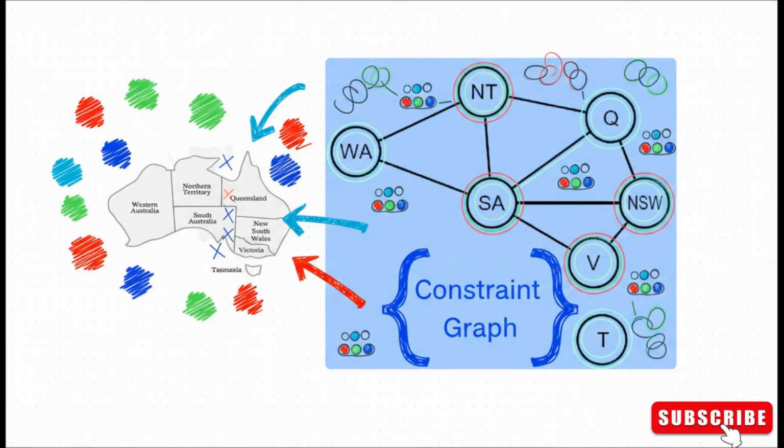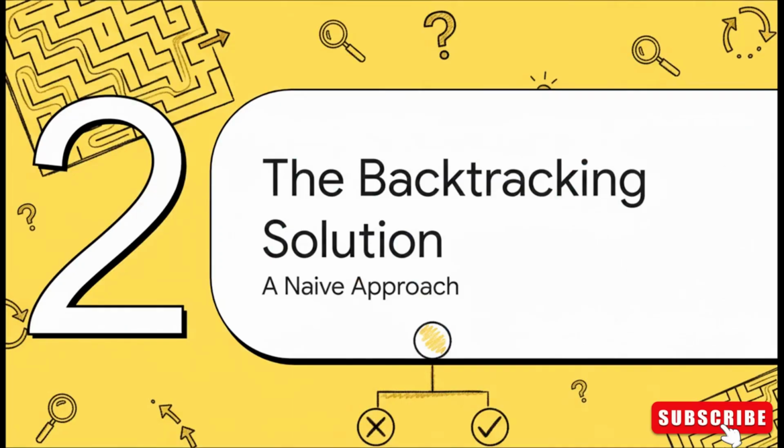Now look at the right. We can turn that map into this abstract constraint graph. Each state becomes a dot, or a node, and we draw a line between any 2 states that touch. That line just means there's a rule between these 2. So we know how to set up the problem. The big question now is, how do we actually solve it? We're going to start with the most basic fundamental algorithm out there for CSPs. It's called backtracking search.